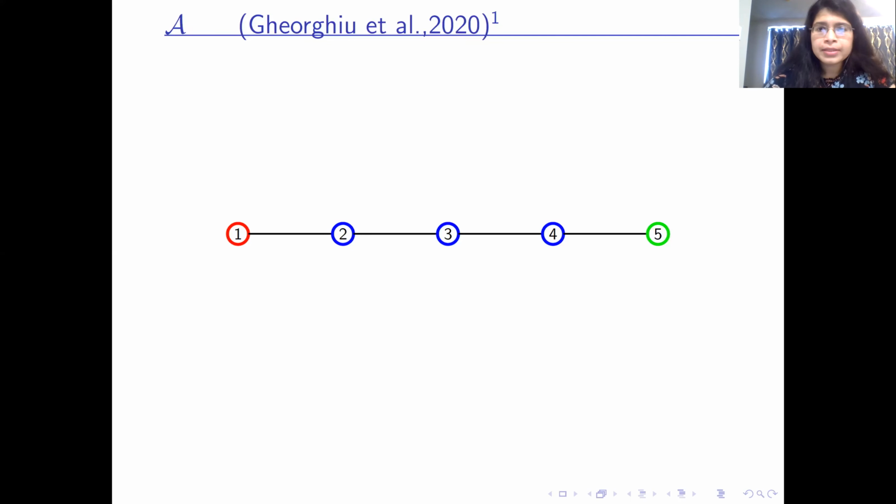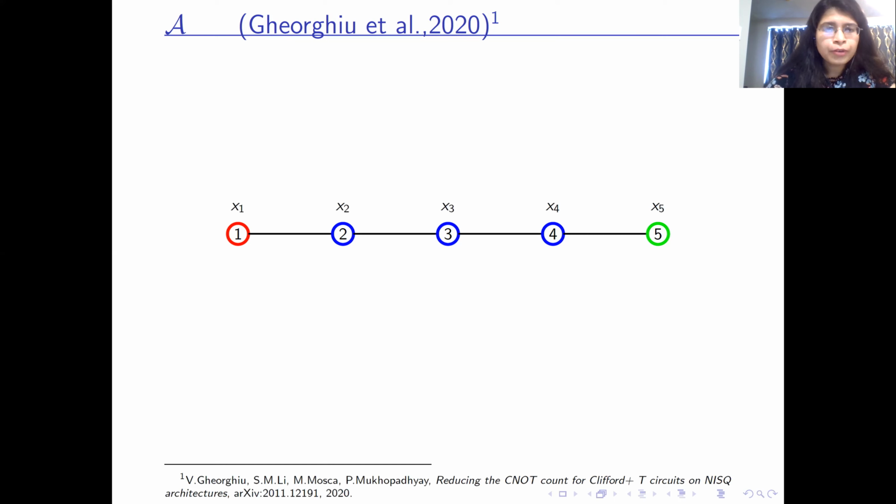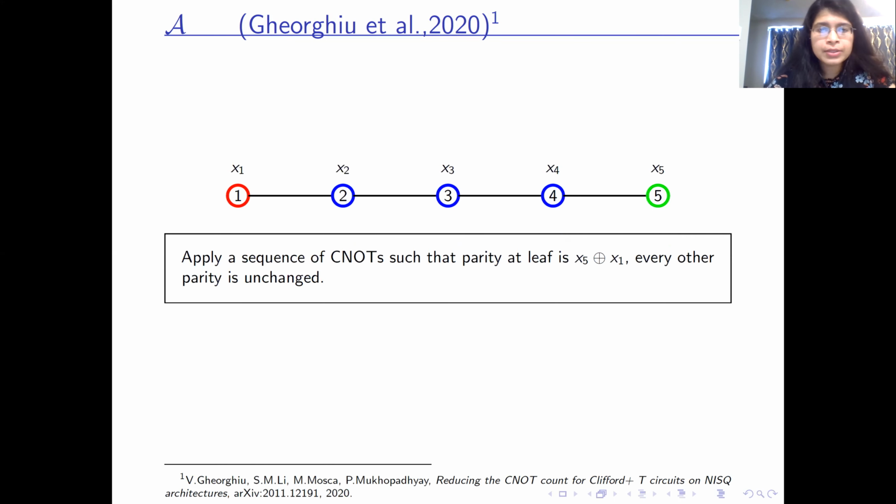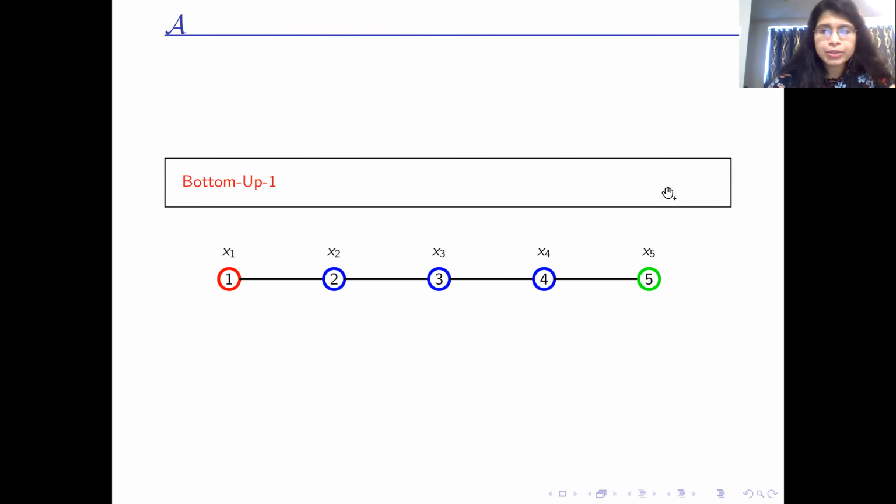Now I'll describe the subroutines A and A dash, which we have used so crucially. For A, we want a sequence of CNOT gates such that the parity at the leaf becomes leaf or root. Here we want x5 or x1. This is the root and this is the leaf. Every other parity should remain unchanged. So we do the following procedures. First, we do a bottom-up traversal. This means we start from the leaf and we traverse the tree towards the root. And we apply the CNOT as follows.